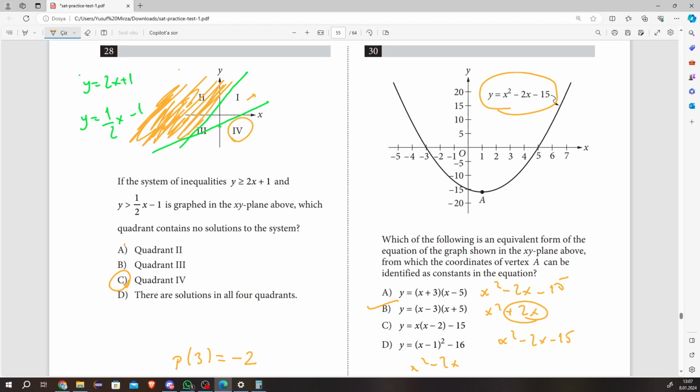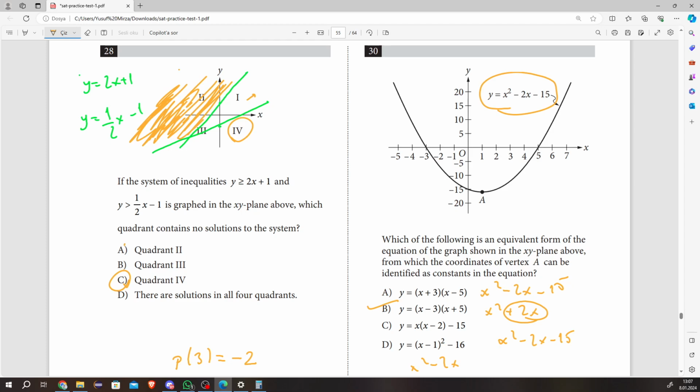Identify as constants in the equation. Constants. What should we do here? Yeah. We know from the coordinates of the vertex which ones we can identify as constants.